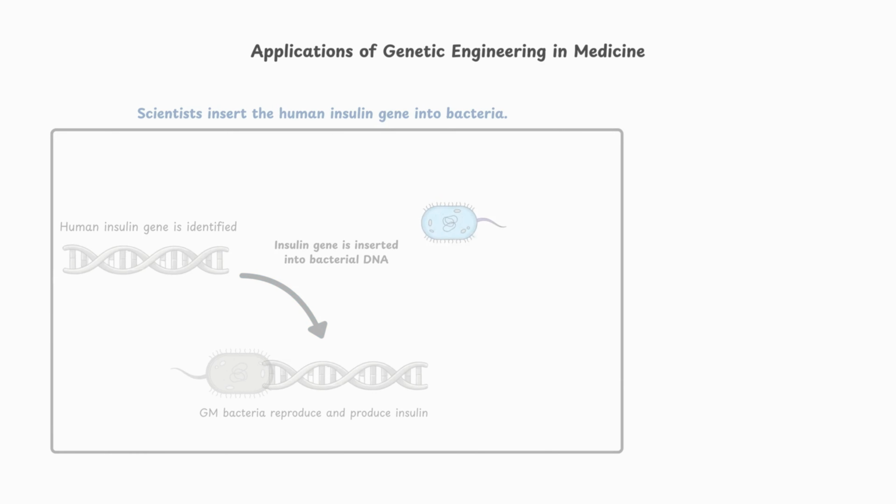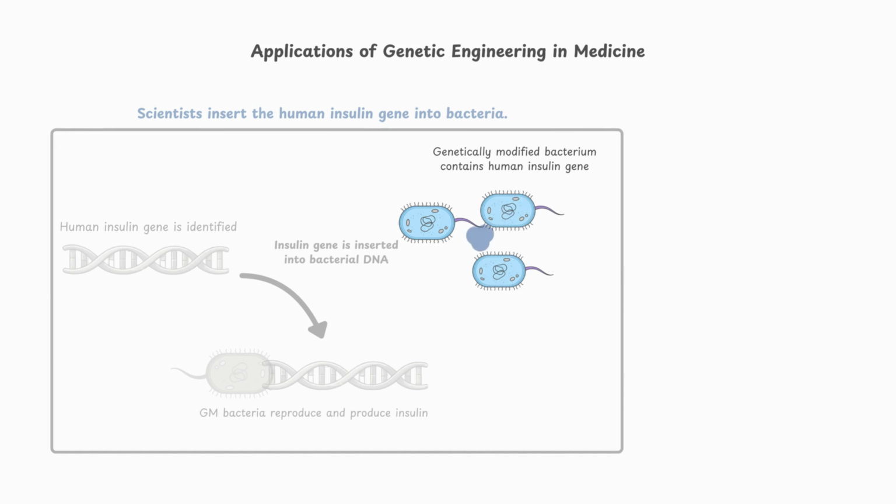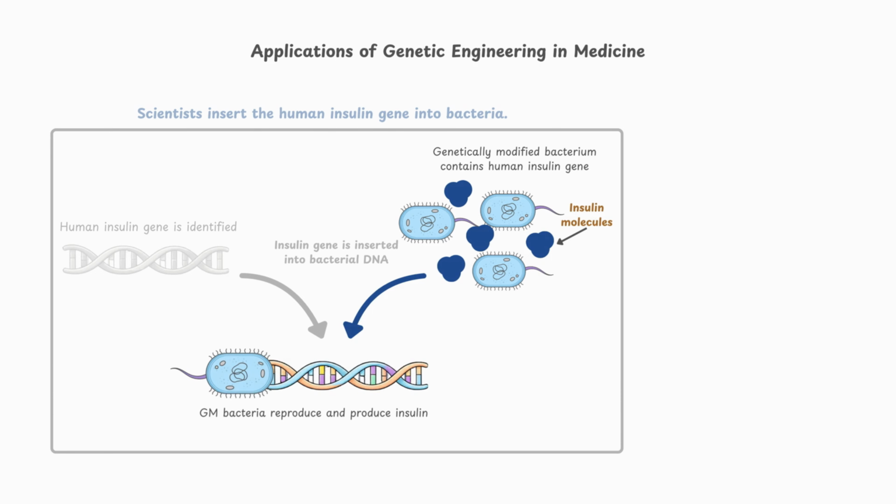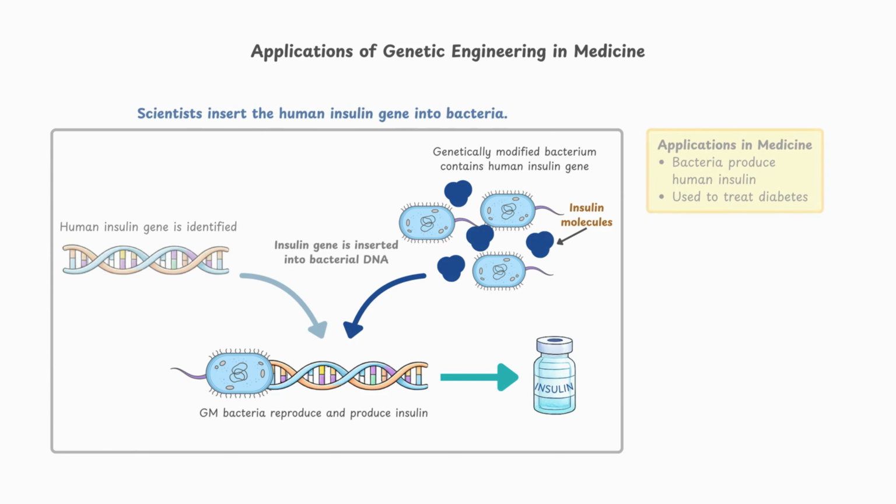Once the bacteria receive this gene, they become genetically modified bacteria. As the bacteria grow and reproduce, they begin producing human insulin molecules. The insulin is then collected and purified before being placed into medicine, which is then used to treat people with diabetes. This method is very efficient and reliable, which is why genetically engineered insulin is now widely used around the world.